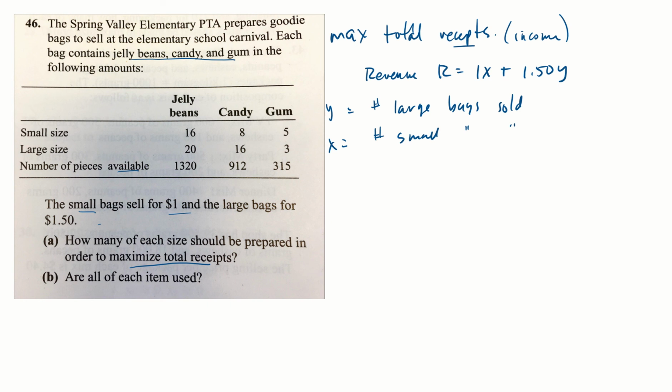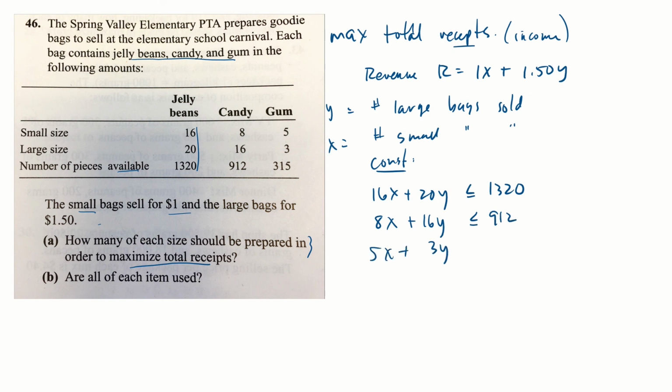And I've got it. So if I want to maximize receipts, I got to have my constraints. And here's my jelly beans. So I've got 16 jelly beans in the small. 16x plus 20y has to be less than or equal to 1320. 8 of the candy, 8x plus 16y has to be less than or equal to 912. And 5x plus 3y less than or equal to 315. And of course, x and y are bigger than or equal to 0.